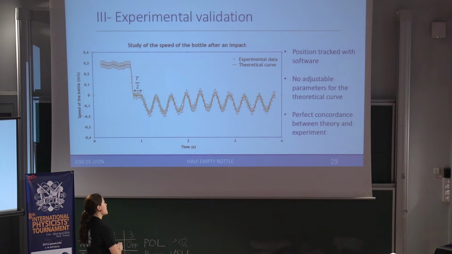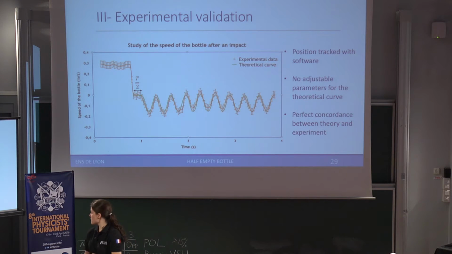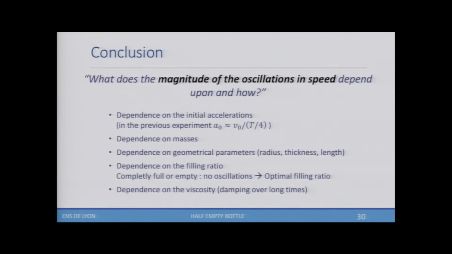And what you can see is that there is a perfect concordance between the theory and the experiment. So as a conclusion, the question was, what does the magnitude of the oscillation in speed depend on and how? First, there is a high dependence on the initial acceleration and the initial conditions. To avoid that, we made a bounce on a wall.